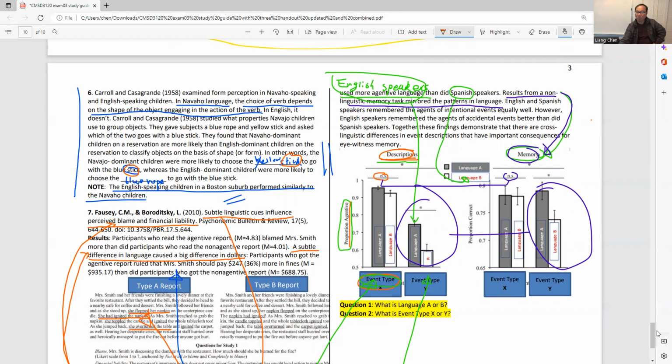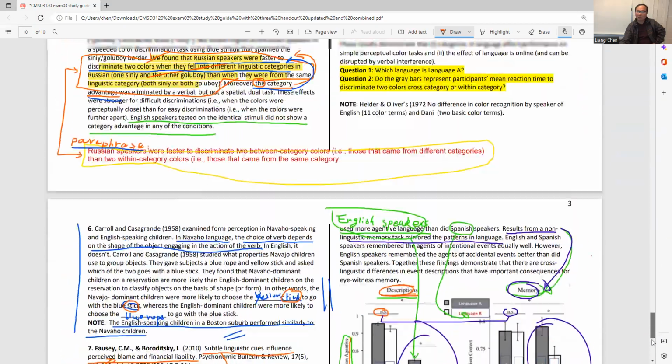So similar patterns were found in the memory task. So these are the descriptions, these are the memory task. Okay. So I think that's it.